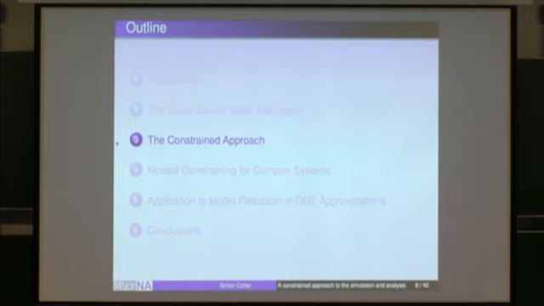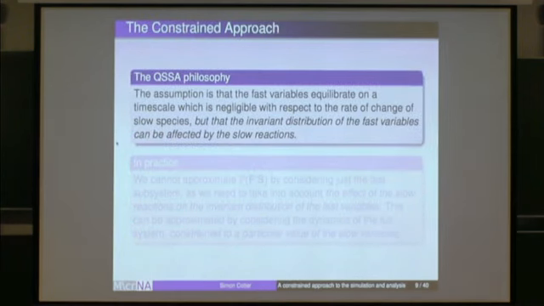So in order to try to improve these approximations, I'm going to present to you the constrained approach, which is essentially a correction to the quasi-steady state assumption, which leads to a better approximation of the effective dynamics. Oh, that should say the constrained philosophy there. So the constrained philosophy is much the same as the quasi-steady state assumption. We still assume that the fast variables are entering equilibrium on a time scale which is negligible with respect to the rates of the slow reactions. But there is a difference, and that difference is that we don't assume that the slow reactions have no effect on the distribution of the fast variables. In a lot of systems, the slow reactions can actually change the fast variables, and in that sense they are also changing the distributions of those fast variables. And if we don't take that into account, then we incur the sort of errors that we saw in the previous example.